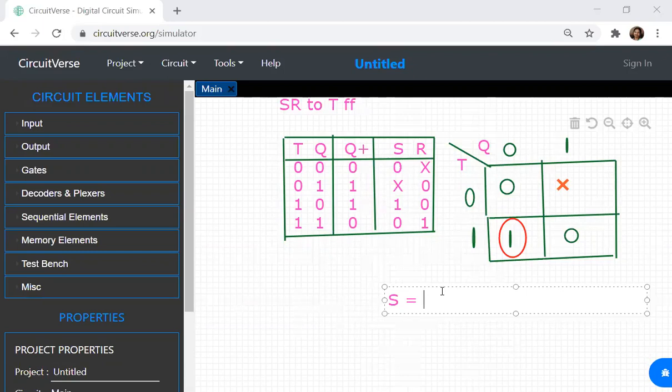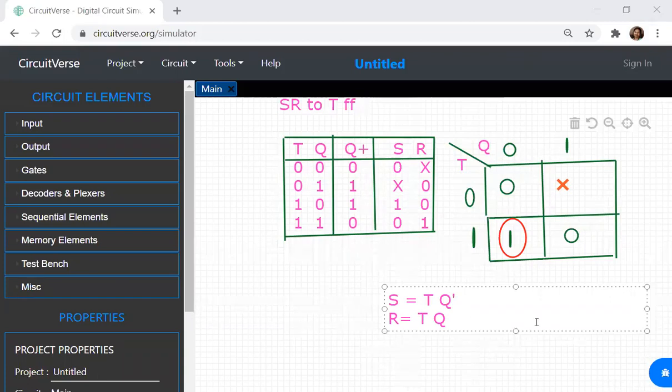T, you can see T is a 1 over here. So it is 1 into 0. So S is equal to T into Q bar. Similarly, you will get for R also, R is equal to T into Q. S is equal to T into Q bar, R will be equal to T into Q. So we will get this.